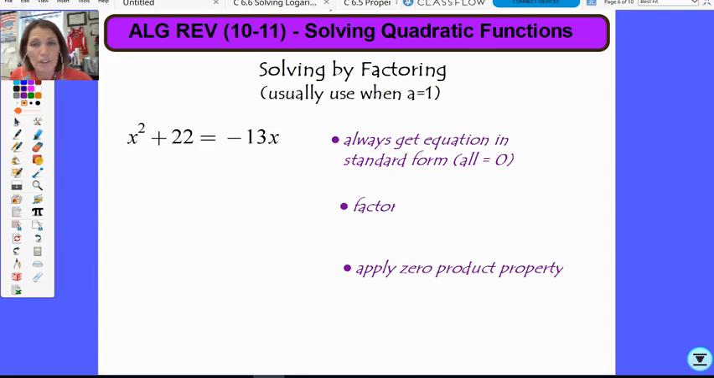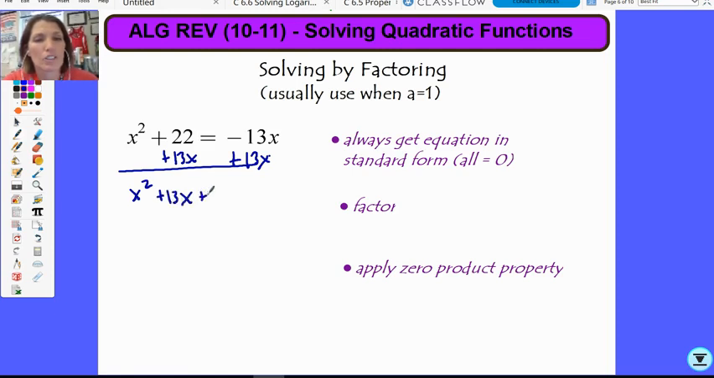So maybe you want to try this by yourself. You might want to pause the video and see how you do with this, okay? So the first thing you always do is you get everything equal to 0. That's like step number 1, always, unless you only have a squared term. But since this time we have this x term, we want to get everything equal to 0. So this is going to be x squared plus 13x plus 22 equals 0.